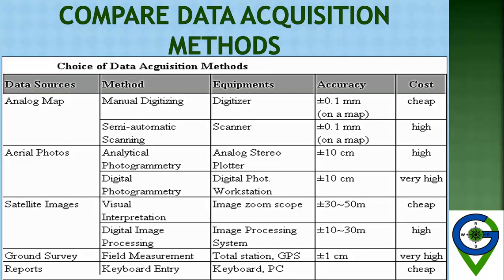Then the ground surveys, the method is field measurements. Equipment used are global positioning system or the total stations. Nowadays DGPS are also used. Accuracy is plus minus 1 centimeter, but the cost is very high.